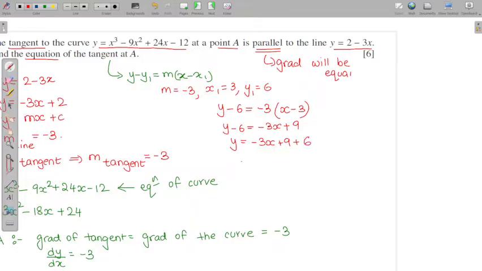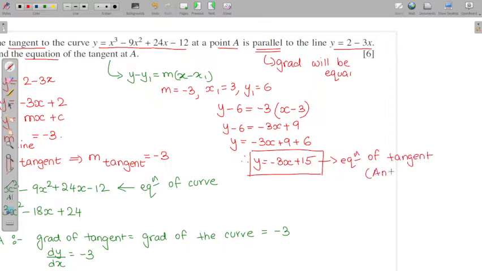So your final answer will be y equal to minus 3x plus 9 plus 6, and 9 plus 6 is 15. So plus 15. This is the final answer. This is the equation of the tangent at point A, and your final answer is this. Okay, so now let's move on to part 2.